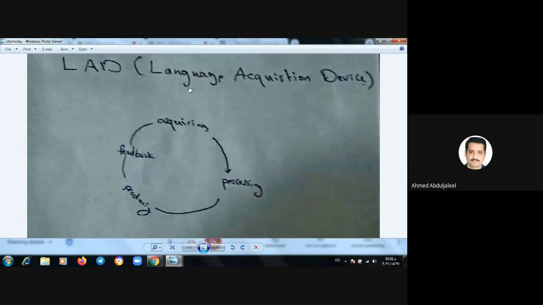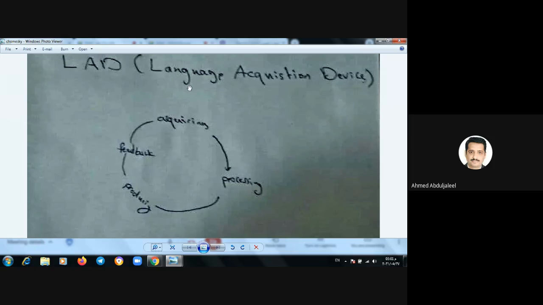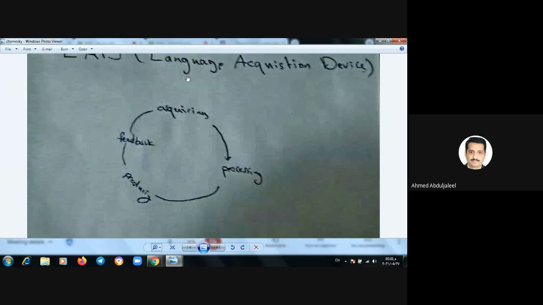See here, this circle. Can you see the circle? Here, this is the process of acquiring vocabulary. Now, suppose that we have a child learning his native language. First of all, the child will be paying attention to the new vocabulary, and he is acquiring, getting from the outside environment, from his father, from his mother, from anybody who's talking. So he's going to collect vocabulary. This is what we call acquiring. So this is the starting point, acquiring.